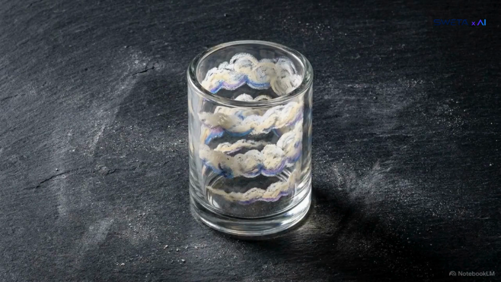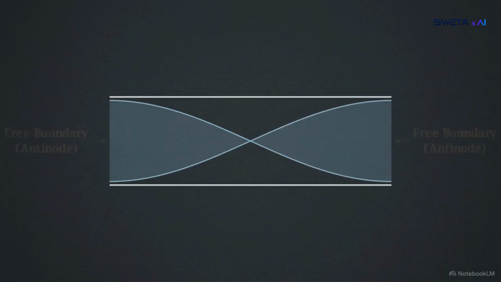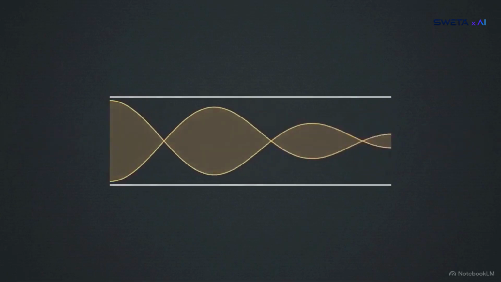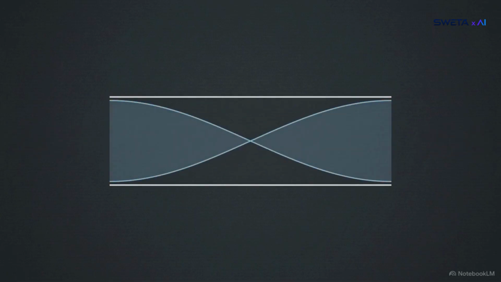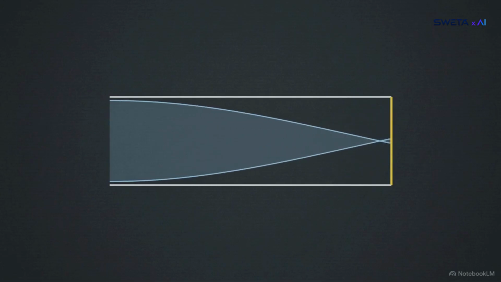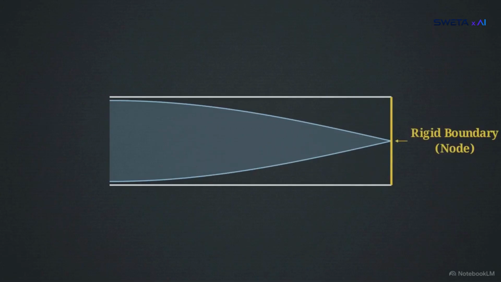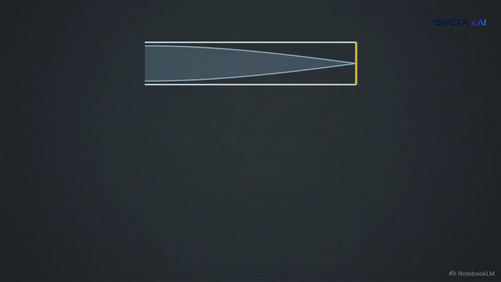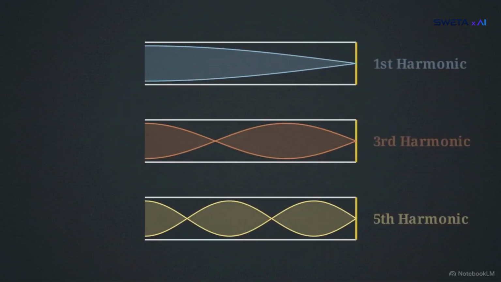These same harmonic principles apply to longitudinal standing waves trapped inside columns of air. Open organ pipes feature free boundaries at both ends. This forces antinodes at the openings, allowing the pipe to generate all harmonic frequencies. Closed organ pipes feature a rigid boundary at one end, creating a node. This restricts the geometry so that only odd harmonics, the first, third, and fifth, can survive inside the column.